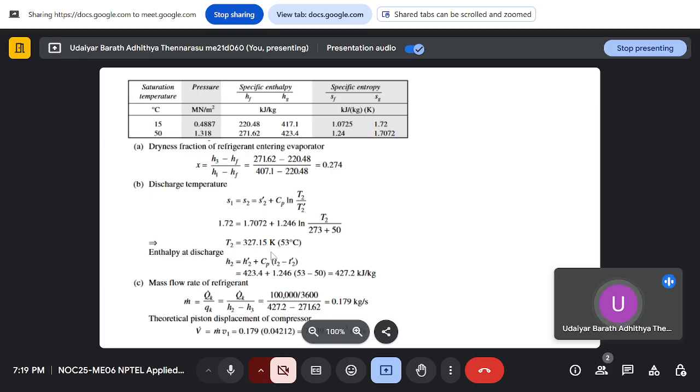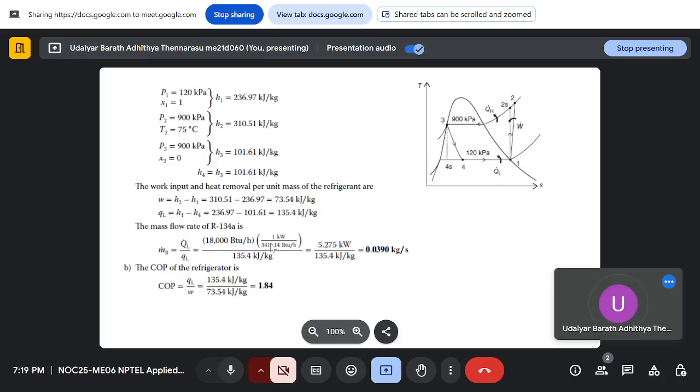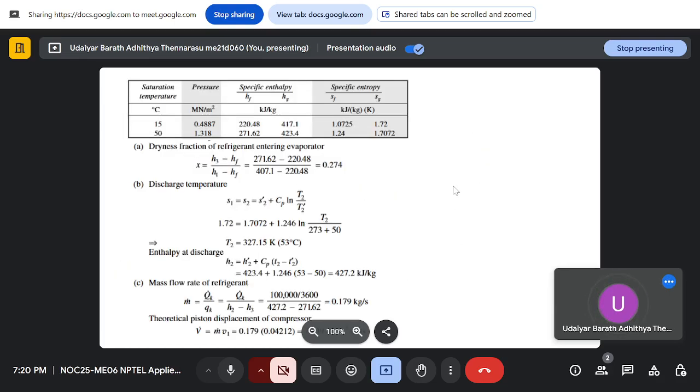Similarly, enthalpy at discharge will be H2 is H2 dash plus Cp into T2 minus T2 dash. Substituting. Because you are heating, at this point it is saturated vapor, then you are superheating to find out point 2. So it is the enthalpy at your saturated vapor plus this enthalpy difference for superheating, which is vapor Cp delta T. So this comes out to be 427.2 kJ per kg.